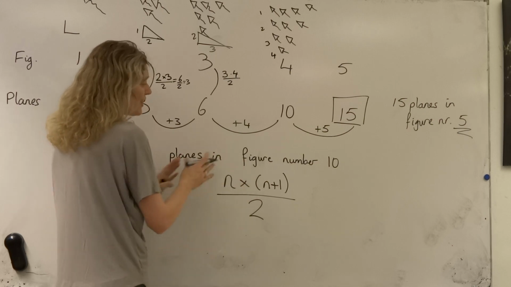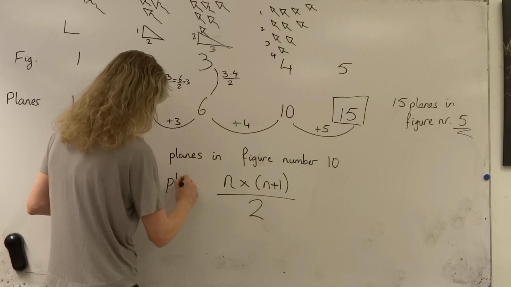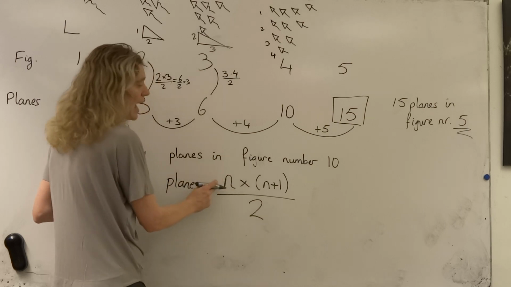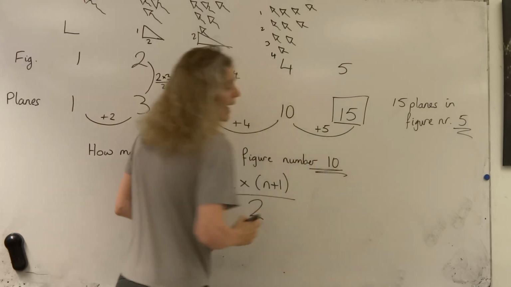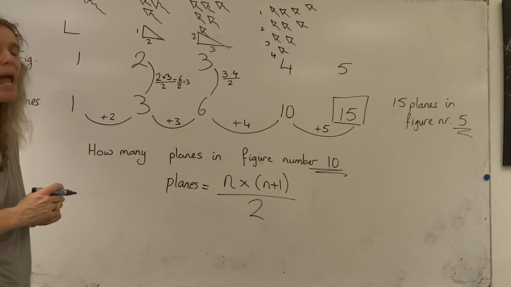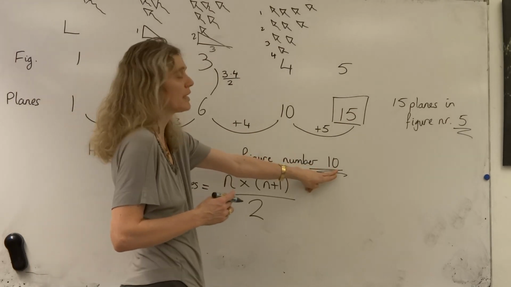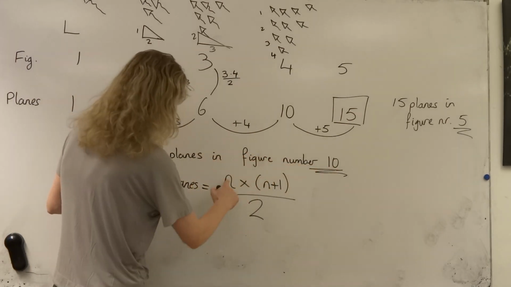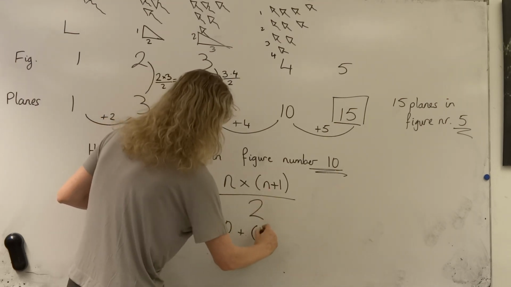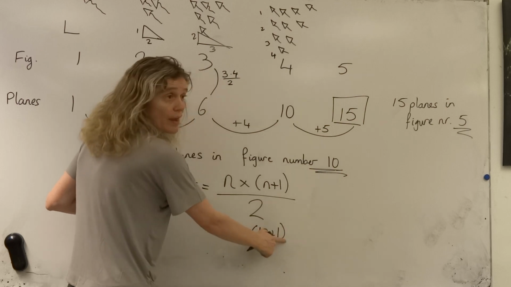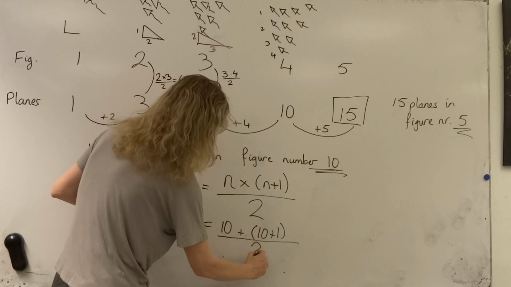But here in this question, they gave you this formula. They told you that the formula for the number of planes is n times (n plus 1) divided by 2. And then they wanted you to work it out for when the figure number is 10. How many planes would there be in figure number 10? Well, we just put 10 wherever we see n. Here's n, we put 10. Here's another n, we put 10, but it says 10 plus 1, so that's going to be 11. Divided by 2.